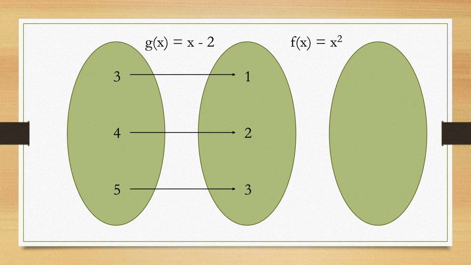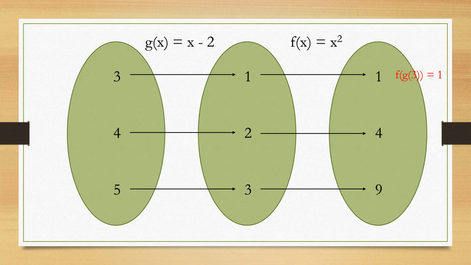What would the range or set of outputs be? Well, 1 squared is 1, 2 squared is 4, 3 squared is 9. I'm going to draw the arrows. Here's the big thing. f of g of 3 is 1.